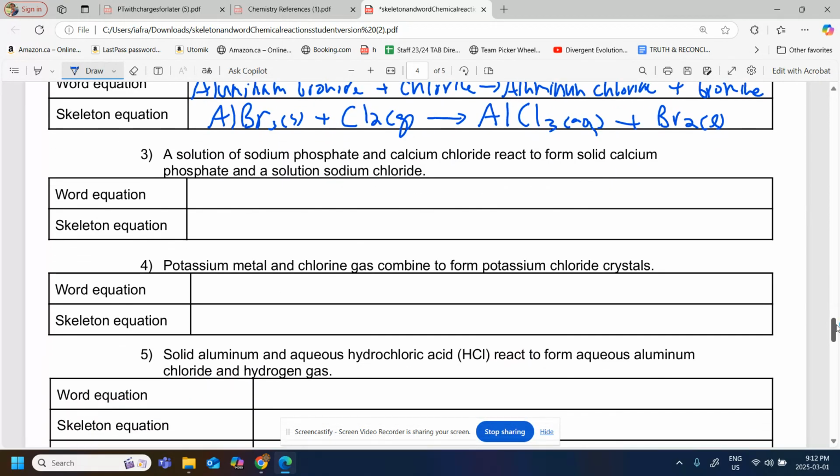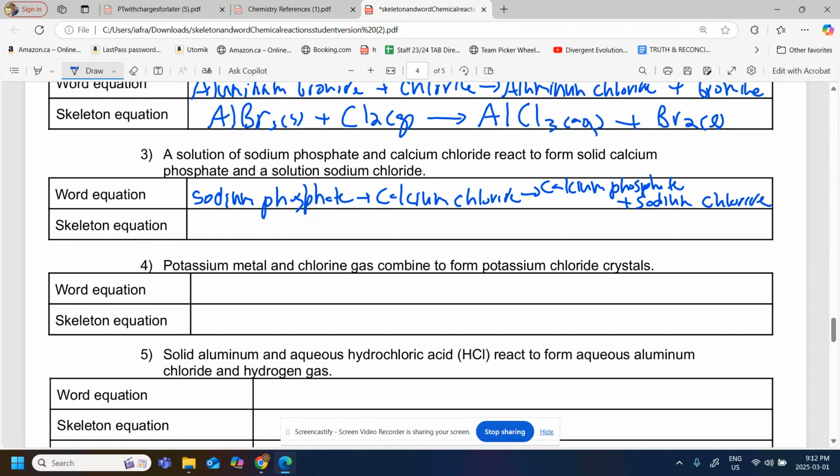Third problem, a solution of sodium phosphate and calcium chloride react to form solid calcium phosphate and a solution of sodium chloride. So let's start with our word equation, nice and simple. The two that are reacting are sodium phosphate plus calcium chloride. They're solutions, but we don't write that yet. And they're going to produce calcium phosphate plus sodium chloride. Again, we're not writing states or anything yet.